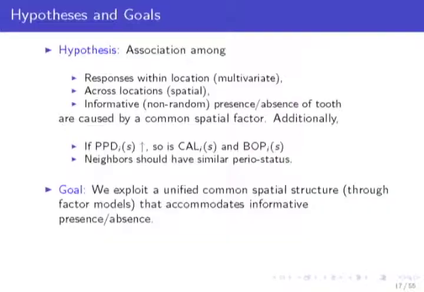And neighbors should have similar periostatus. So we believe that all these features are due to some common spatial factor, and that dictates all these responses, and then the informative presence absence nature of this particular data set. So we want to exploit a unified common structure that accommodates all these phenomena together.